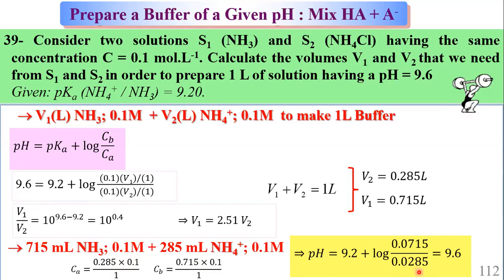Of course, that wasn't the question. You already got the volumes, but check, indeed, if I use these concentrations, do I get a buffer pH of 9.6? And if you do, that means that the volumes that you have calculated are correct. Okay, so that's a nice check for you at the end.